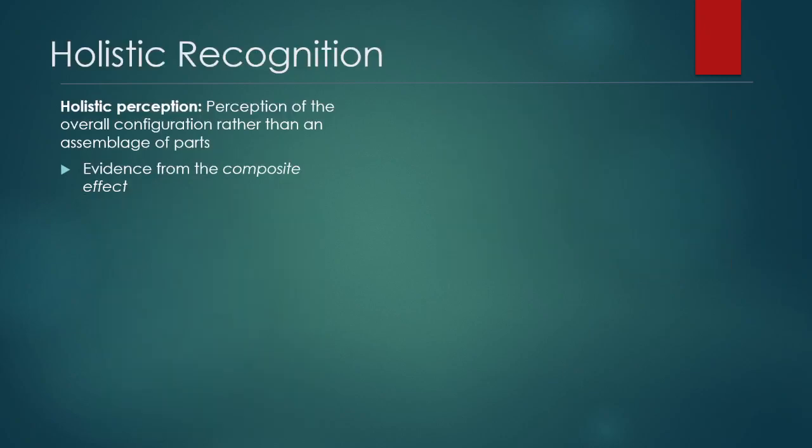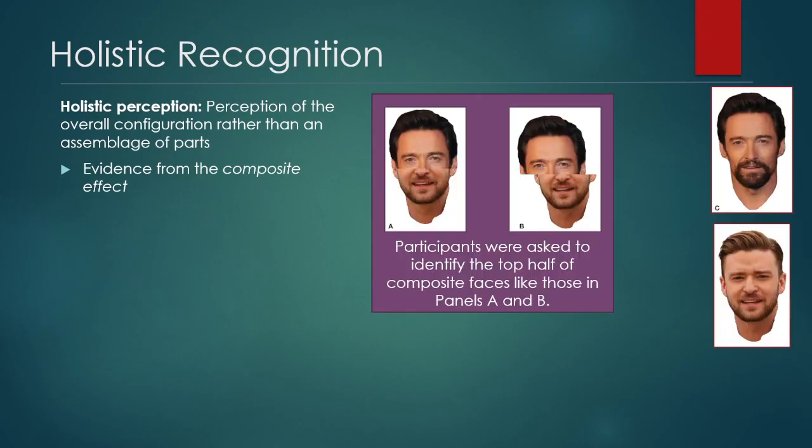So it's what we call holistic recognition, right? That's where we perceive the overall configuration rather than an assemblage of parts. So we don't look at the individual eyes separate from the face, or the individual nose, or the individual mouth separate from the face, or the teeth within the mouth separately. We tend to look at just the holistic picture. So the composite effect gives us a further example of this.